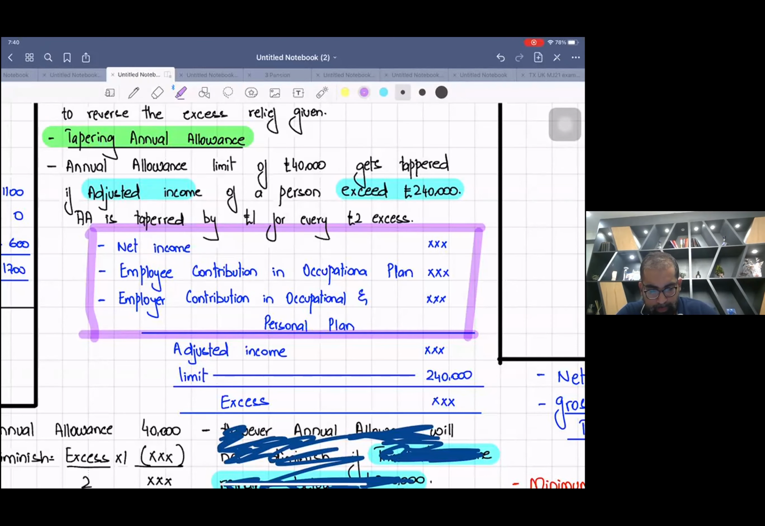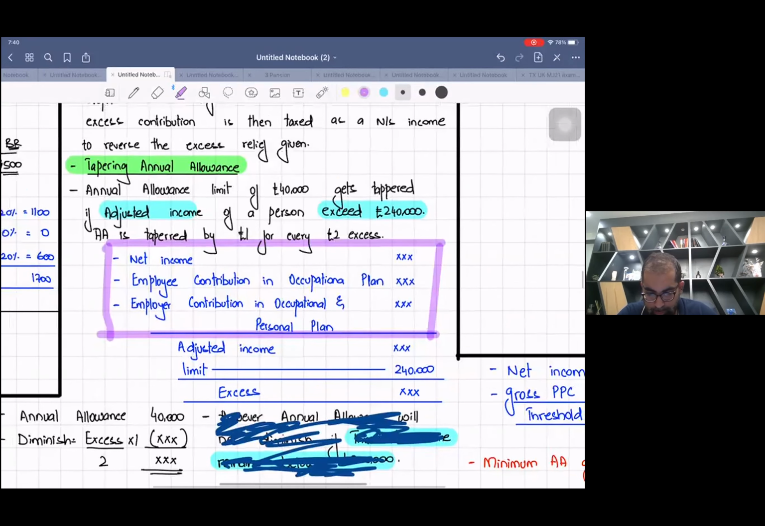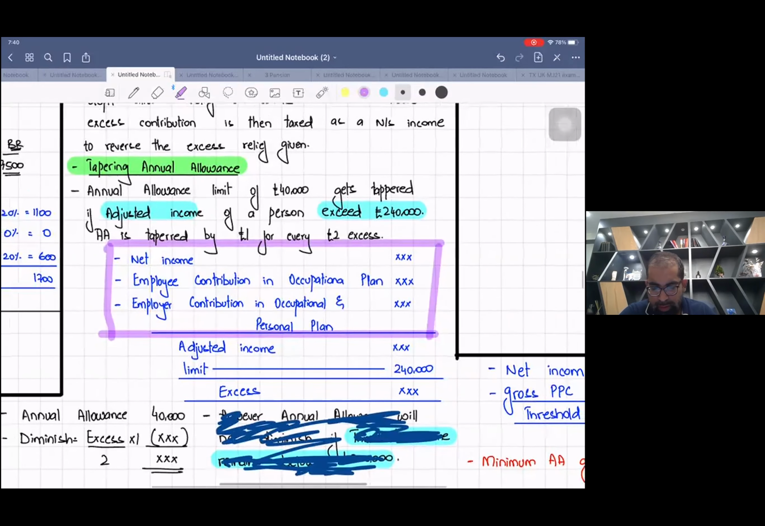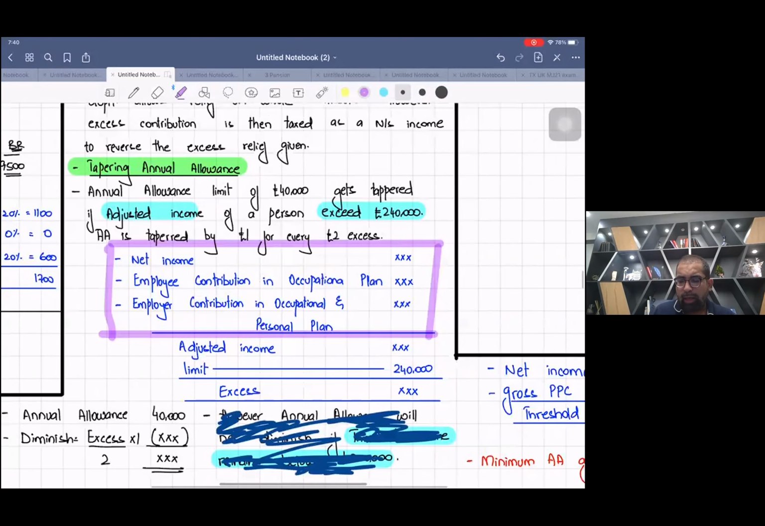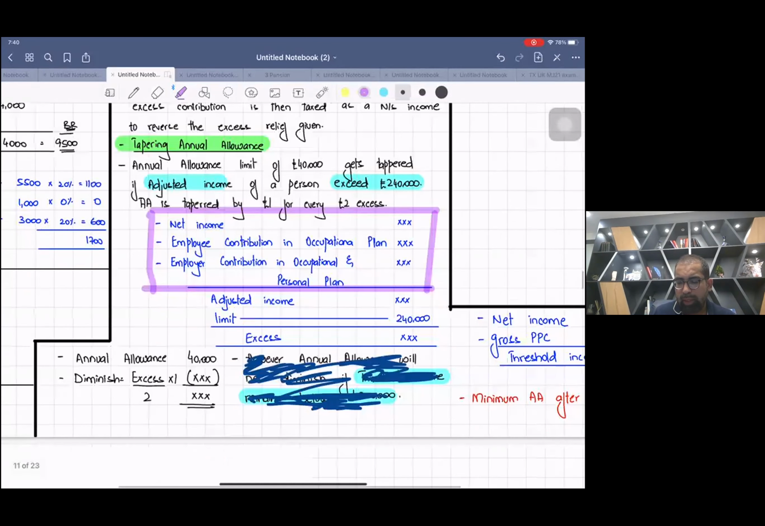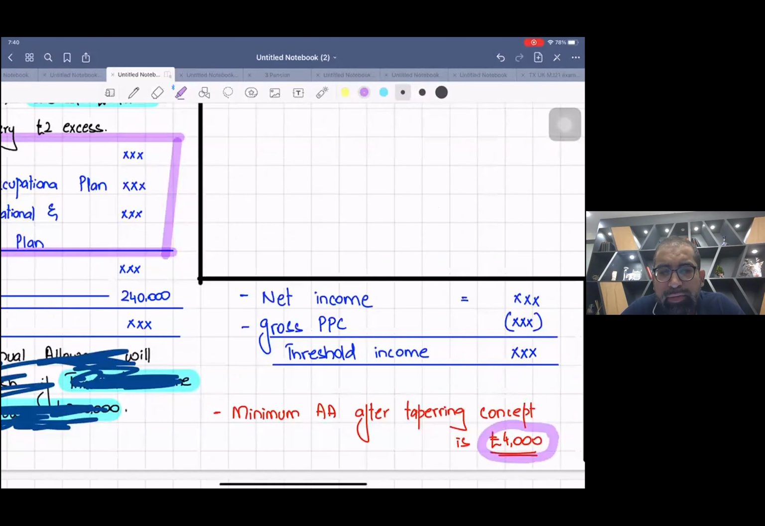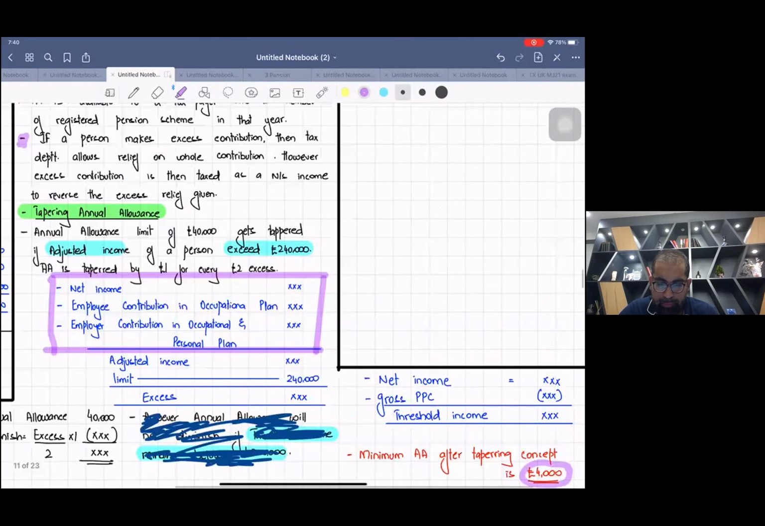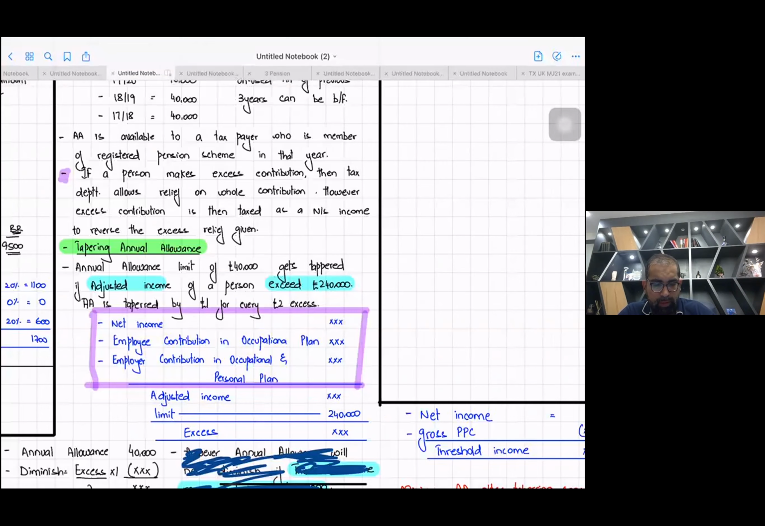Now see this. Minimum annual allowance after tapering concept is 4,000. That means, yes, you can reduce your annual allowance, but there is a lower lock of 4,000. Okay. Don't forget this. Now, have a look, please.